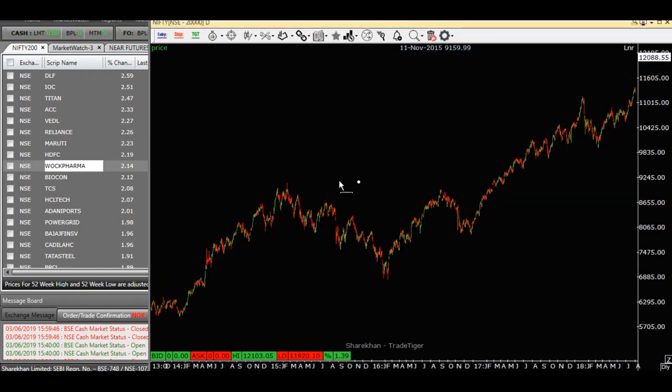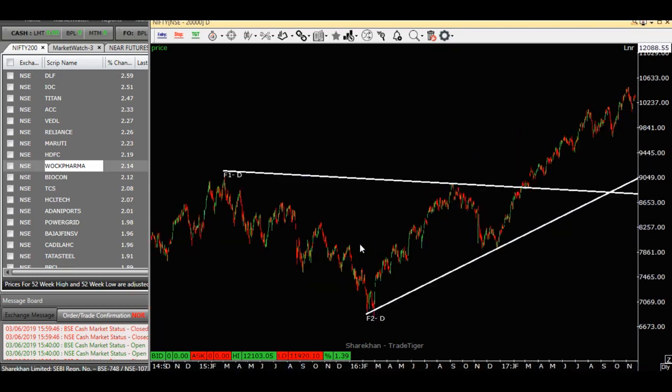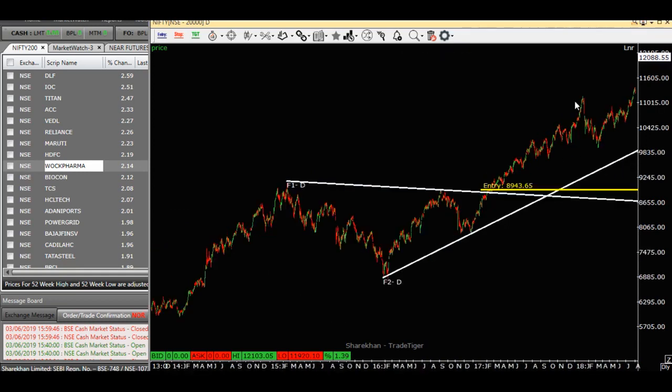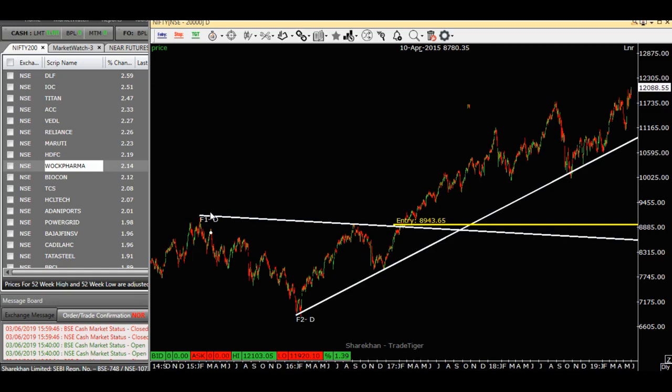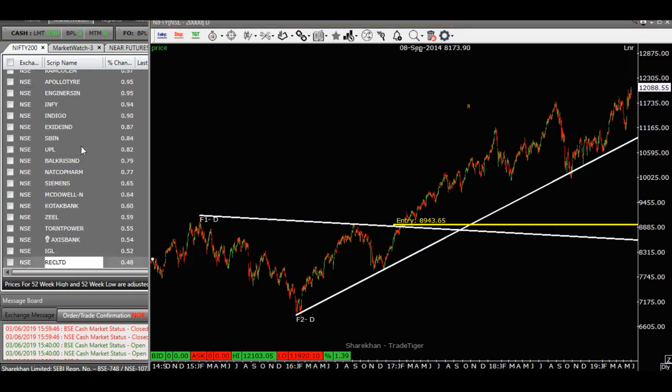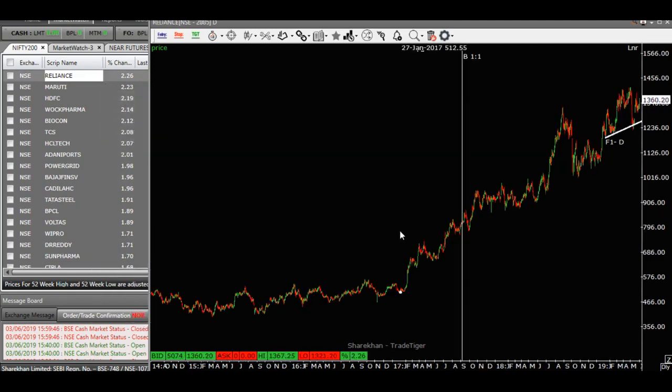Let's see another major triangle. Okay, so we can also call this another symmetrical triangle, right? And you can clearly see that the target was easily achieved. If you just calculate the distance or draw a parallel line, the targets were easily achieved. Let's look at Reliance.